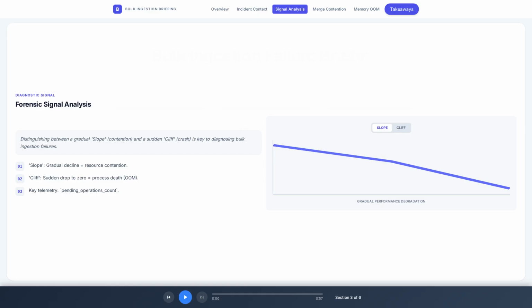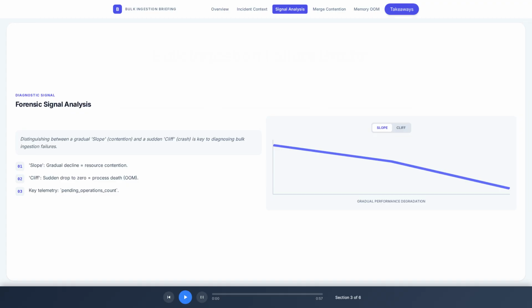So how do we figure out what went wrong? We need to look at the forensic signals. These are the patterns in our telemetry data. Now, there's a big difference between two types of drops. You see, one is gradual. We call that a slope. The other is sudden, a catastrophic drop. That is a cliff. A slope usually means resource contention.